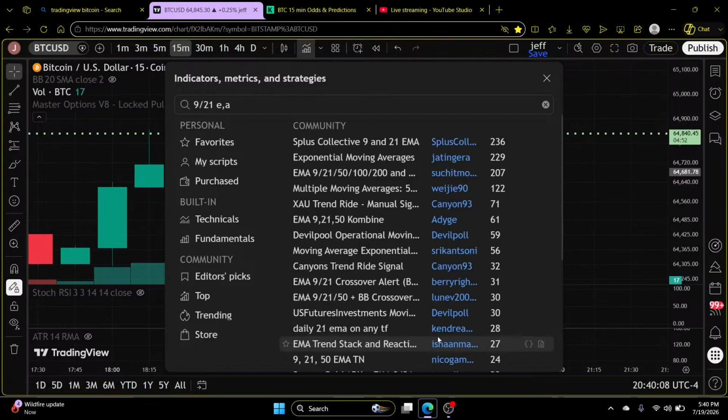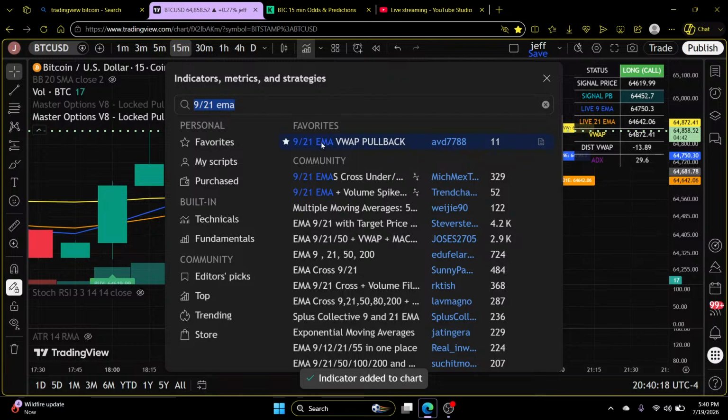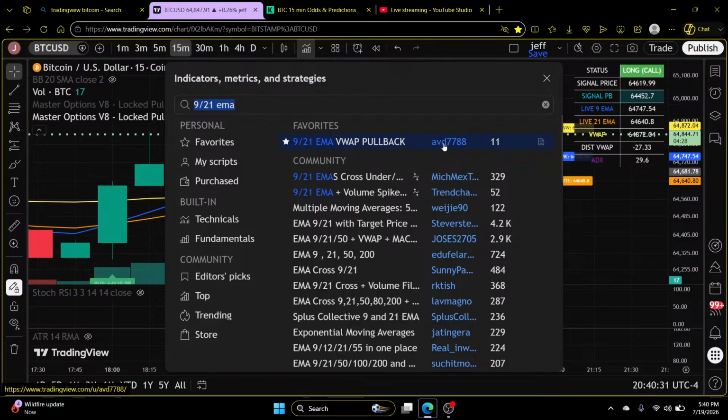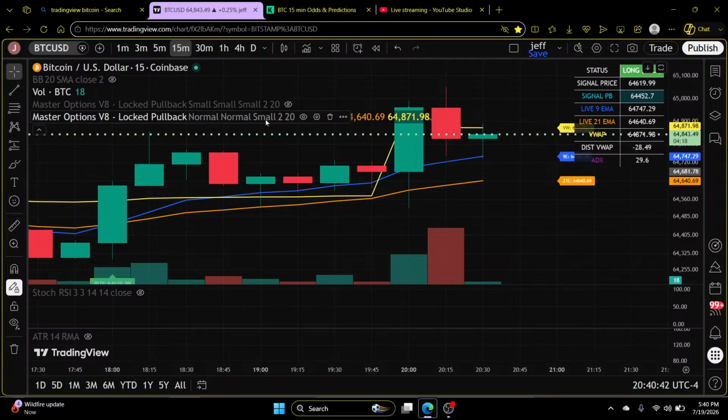9/21 EMA. If you search 9/21 EMA space VWAP space pullback, and it's created by AVD7788, I would star that and click that one. So now you should have Bollinger Bands and the EMAs clicked. The master options is what it's called.